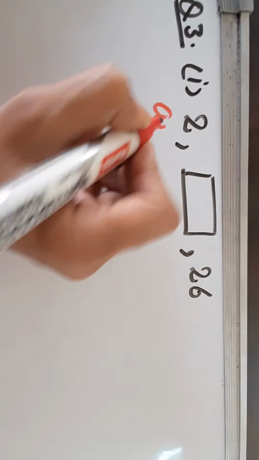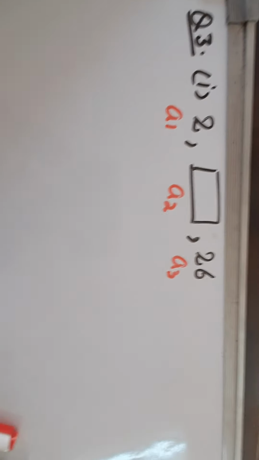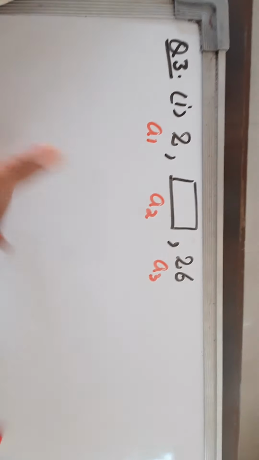Now dear students, question number 3. In the following APs, find the missing terms in the boxes. So APs are given to you, but a few terms are missing. So how to find that? Dear students, first of all, mark the AP, mark their terms. This is the first term, this is the second term, and this is the third term. The very first step is to mark the terms.